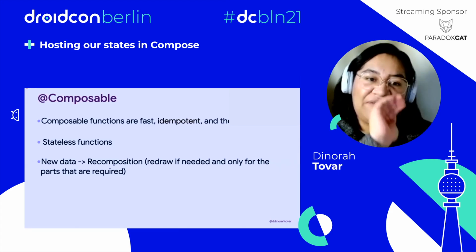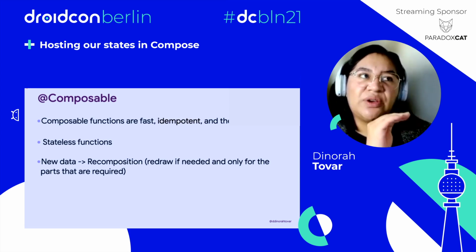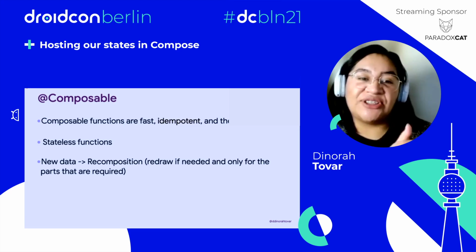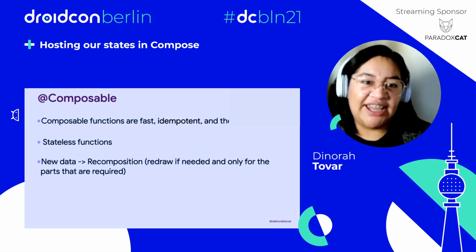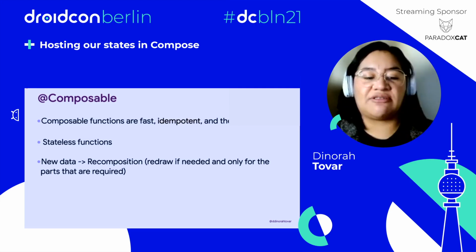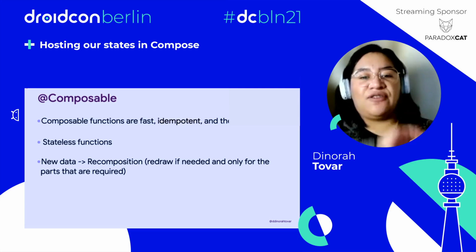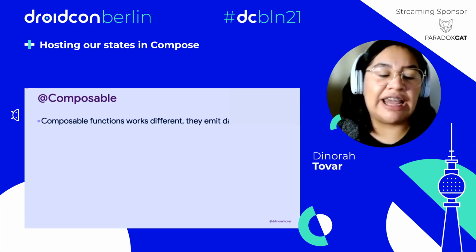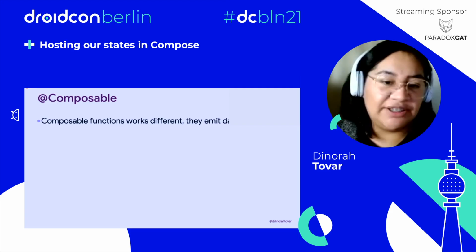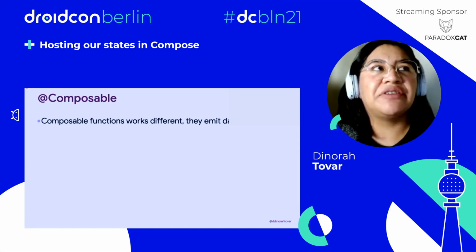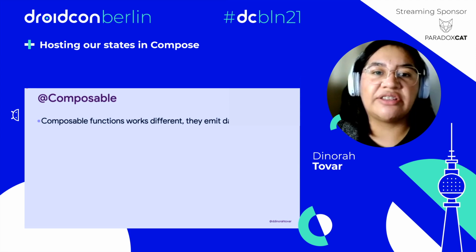Every time you call a function that is composable, if you don't emit the changes, you are not going to be able to see it, right? So every time you create a function, this will go for an initial composition, and then it will go for other recompositions, right? Like I was saying, composable functions work completely different because they emit data. I have a little animation in here.